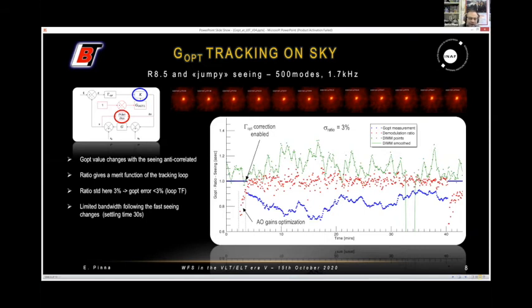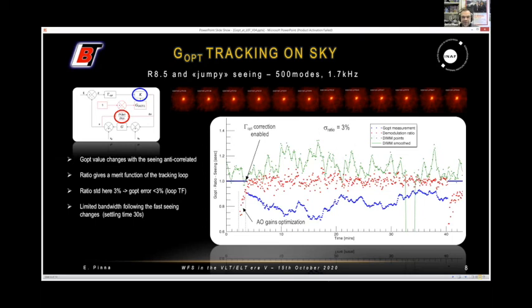The oscillation of the red, of the ratio, gives us also an estimation of how well we are doing in keeping the geopt on the good spot. My main comments are these: on the left, at the beginning, we have the gain optimization phase. Then we enable the geopt, so the geopt is not anymore one but is decreasing in order to compensate the partial correction. And then it is following, as a general behavior, anti-correlated with the seeing, as we expect. So the worse the seeing, the lower is the optical gain of the pyramid.